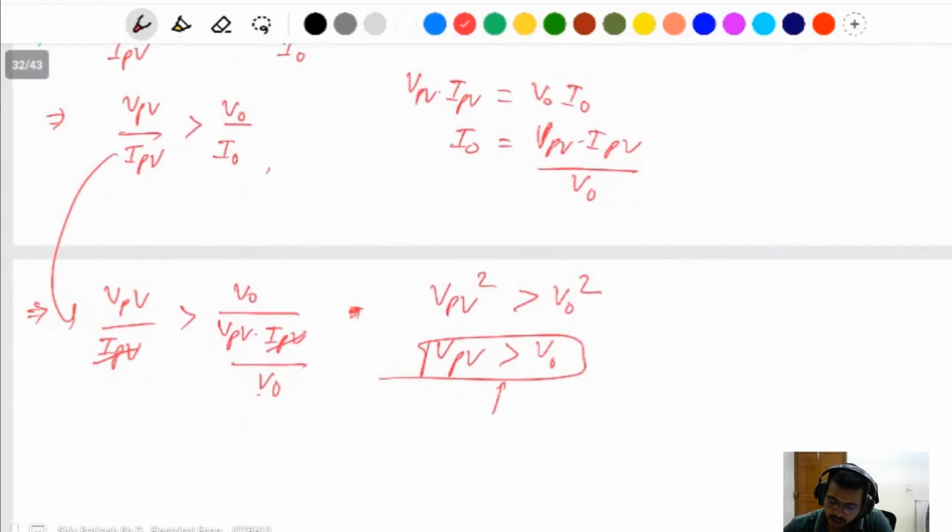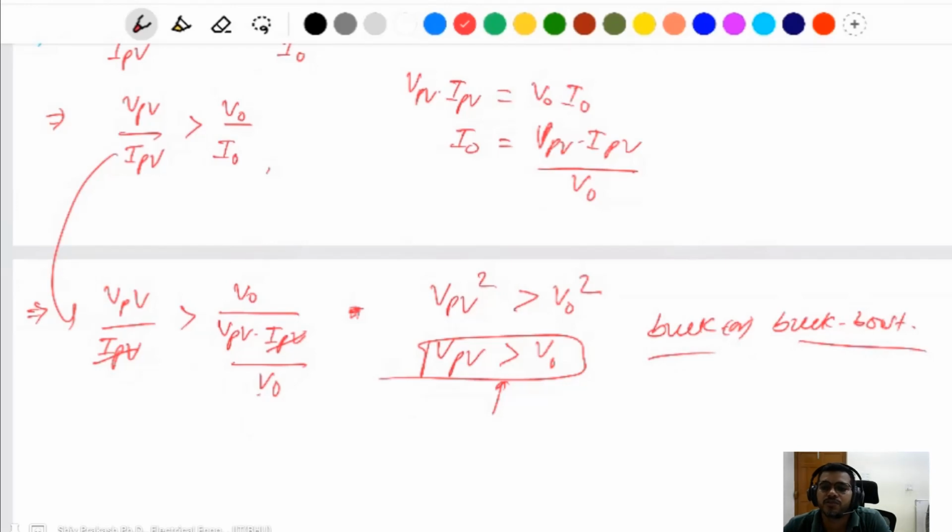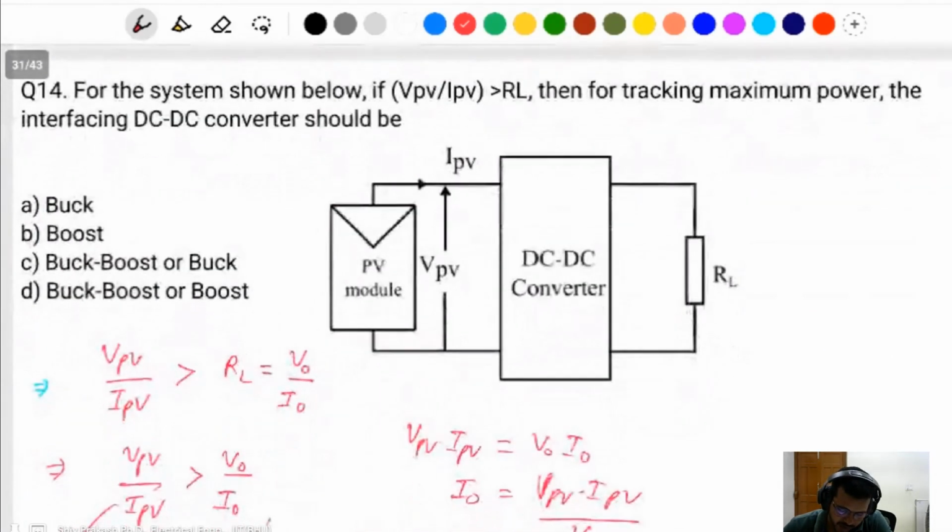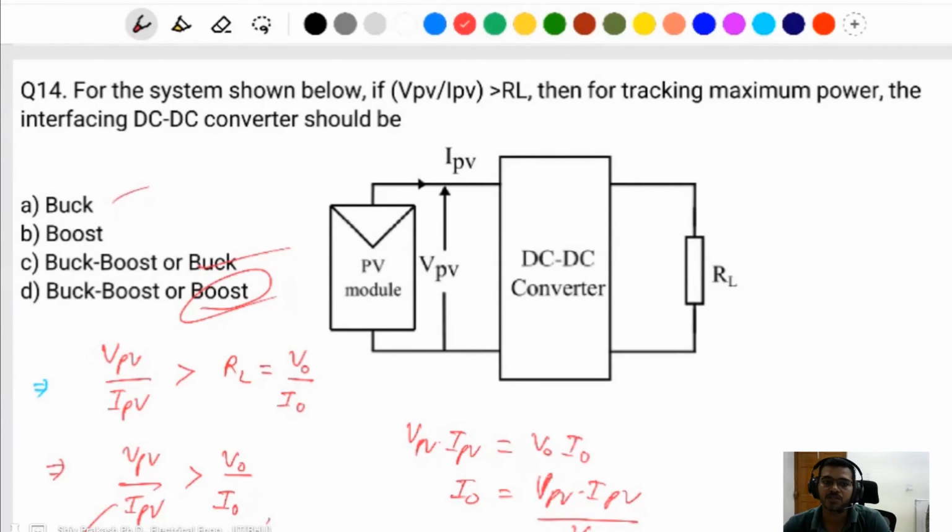So when the input voltage is greater than the output voltage, it means a buck converter or a buck boost converter. You can step down the voltage with the buck converter and the buck boost converter. The options given are boost, buck boost, and buck, so the answer is the third option.